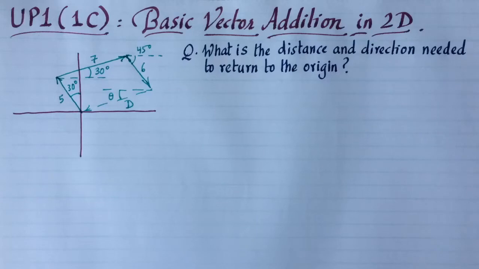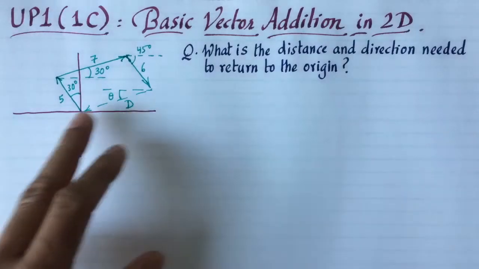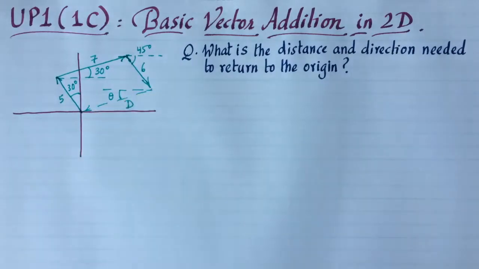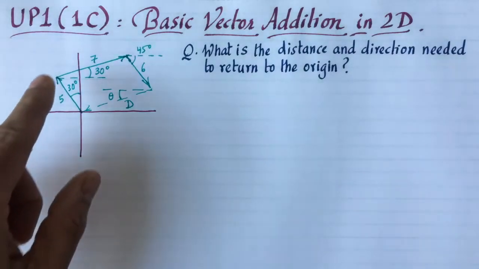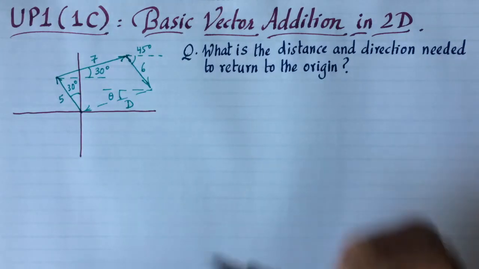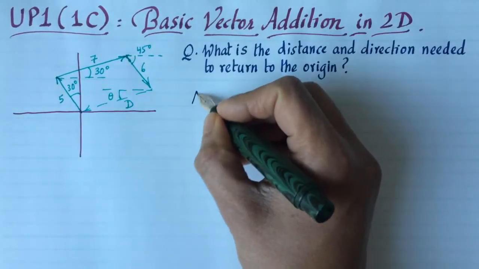Well, the question is, how far are you away from your starting point, and in which direction should you be moving, and how long of a distance do you have to cover to get back to your starting point? To solve a problem like this, you notice that these vectors are specified in polar coordinates. That is to say, we are given the magnitude and the direction. So let's write down these vectors in polar coordinates first.